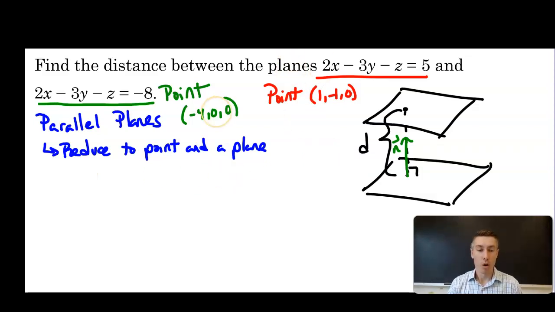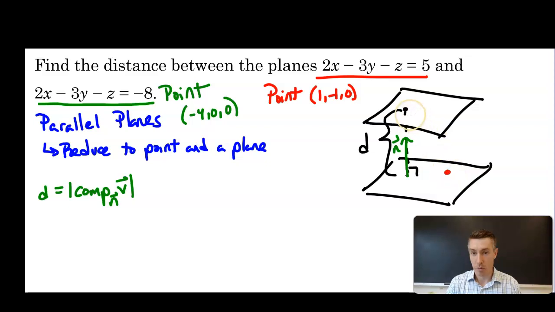Okay, so hopefully you try this on your own. So distance, not a vector, distance is a scalar. Distance is going to be the absolute value of that scalar projection of v onto n. We do need to figure out what v is, right?